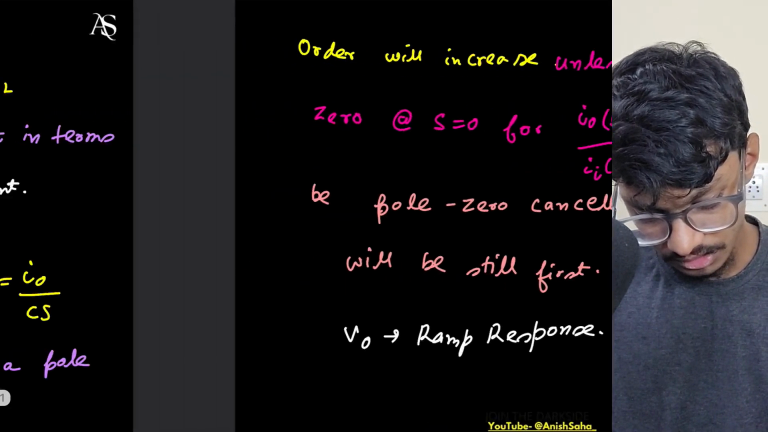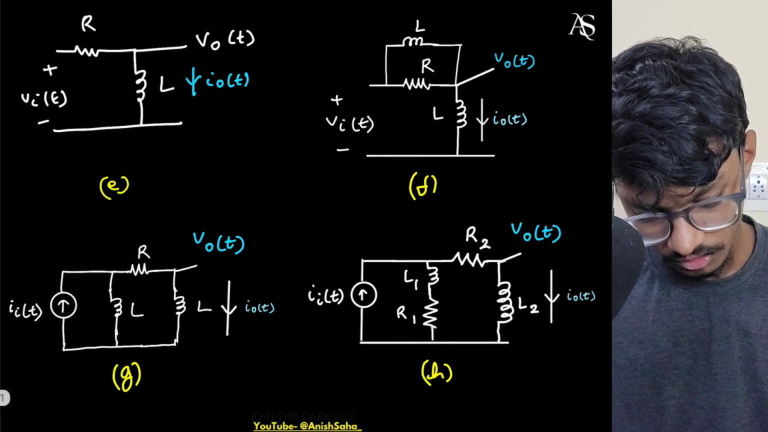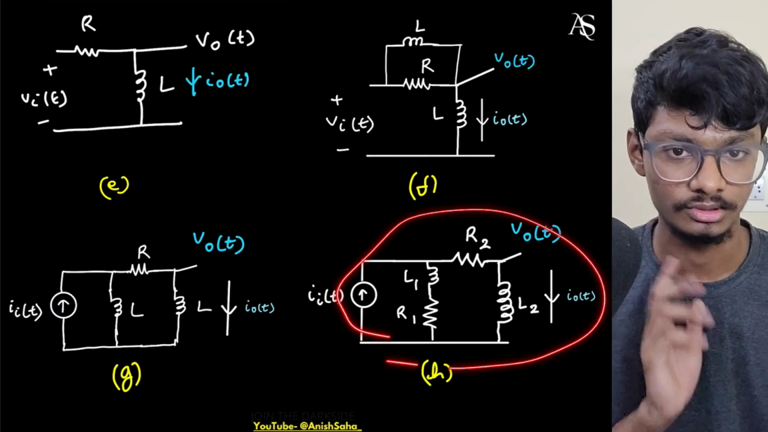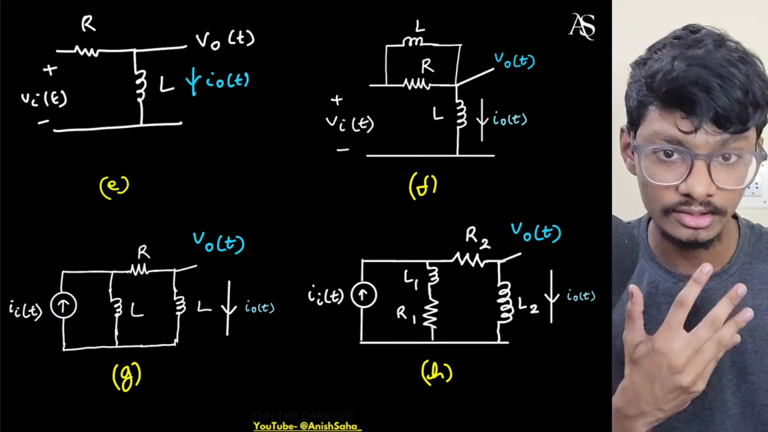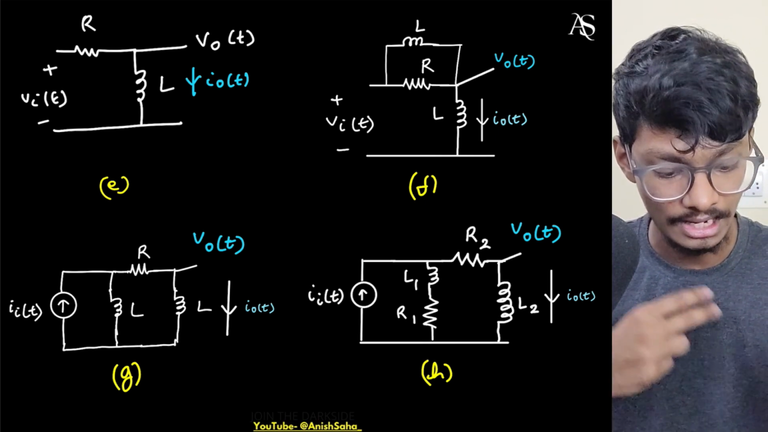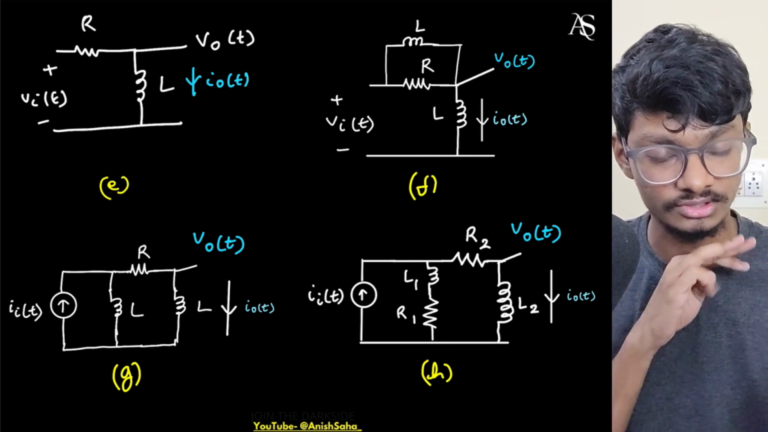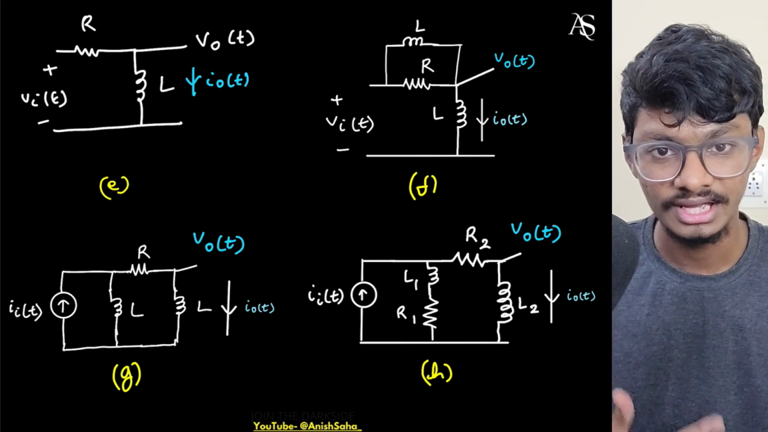For this last one, I am giving you as homework. Try to say in the comments below what will happen for this circuit. Just try to tell where the zeros are present, where the poles are present, and what is the order for voltage output and what is the order for current output. Try to say all these things, and I will see you in the next video.